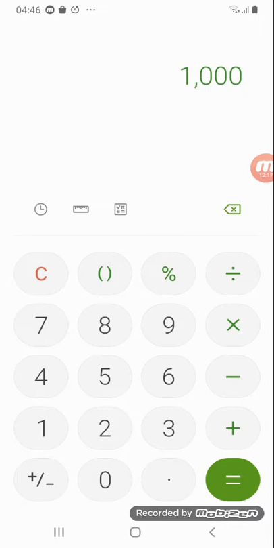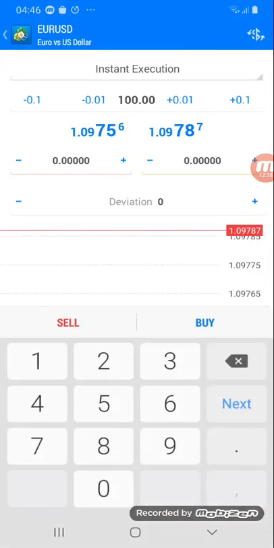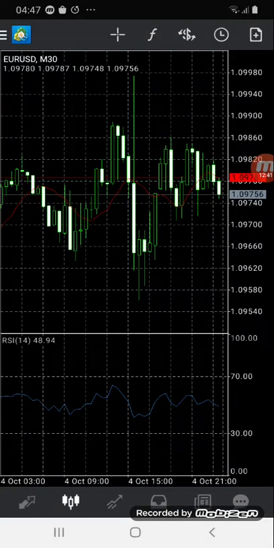Lot sizes also determine how much you want to multiply your profits based on the number of pips that are moving. Now let's say the market moves 250 pips and you have a $45 account.